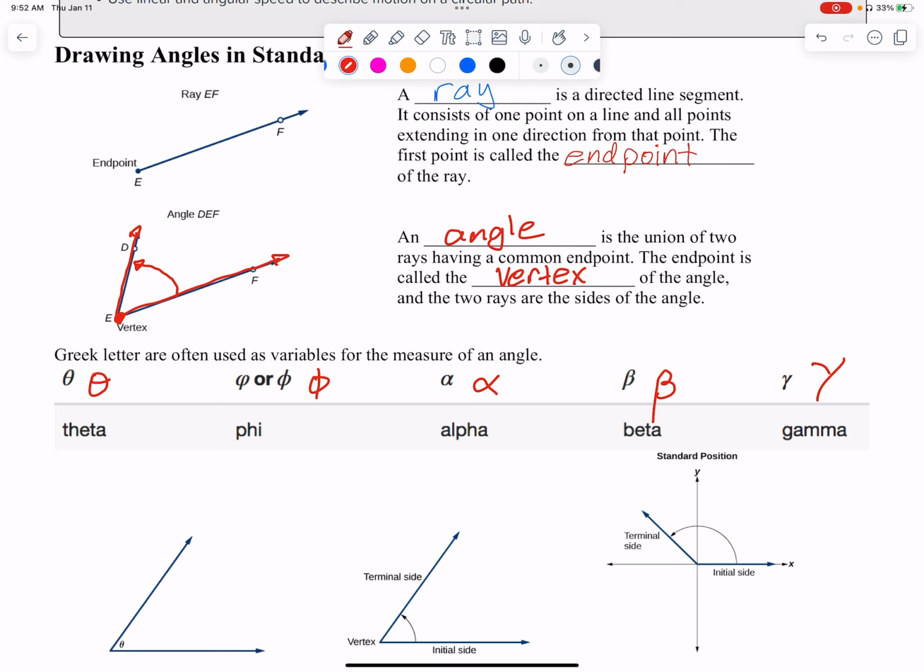We can use any of these symbols for angles. We could use capital letters, which we will later in the semester use to define them, capital B, capital C, stuff like that. But really, we could call them whatever we wanted. This is just the typical notation in trigonometry.